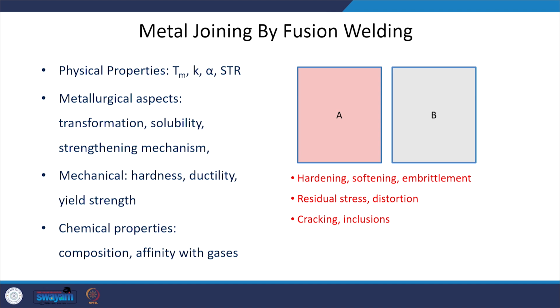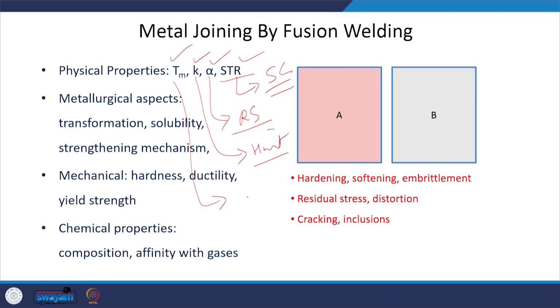The properties which are very important for developing sound weld joints free from defects include the melting temperature, thermal conductivity, thermal expansion coefficient, and solidification temperature range. When the solidification temperature range is high, solidification cracking tendency is also high. When the expansion coefficient is high, residual stresses are high. When the thermal conductivity is high, we need very high heat input to facilitate the fusion weld joint, and likewise when the melting temperature is high, it makes the fusion of the faying surfaces difficult. We need more intense heat.